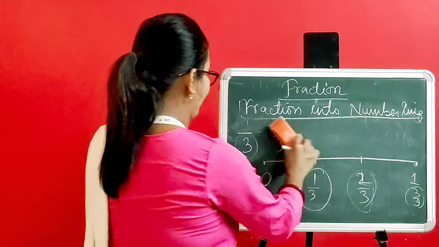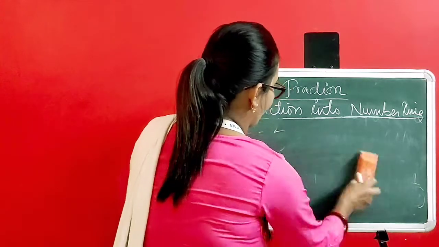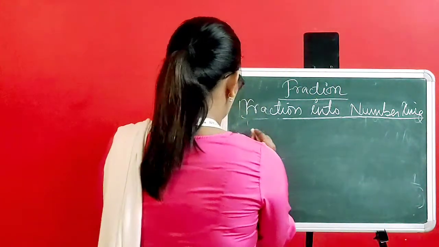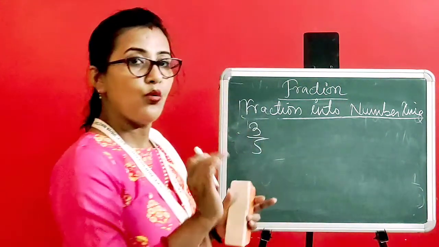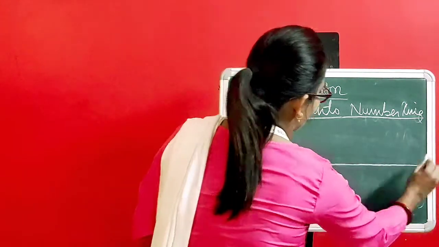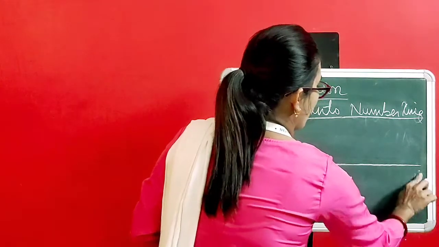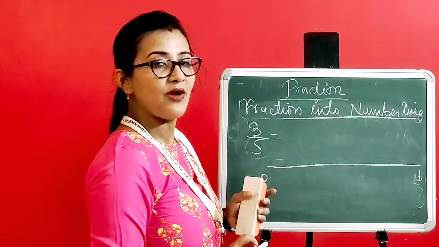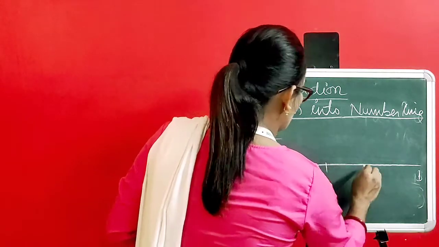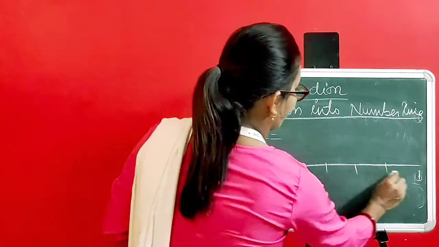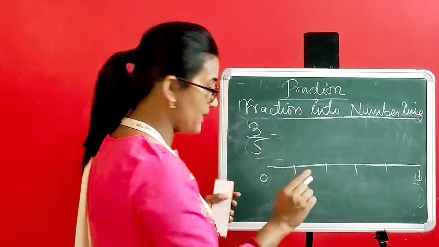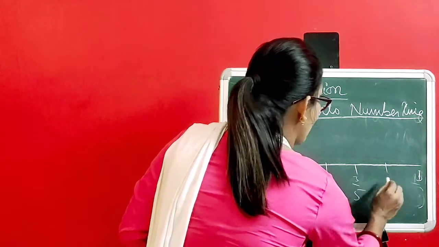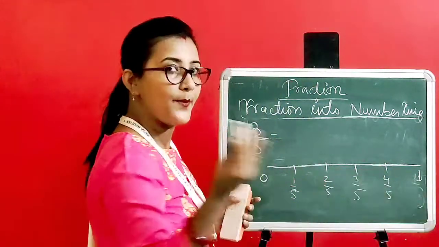What if you have to mark 3 by 5? Now, students, again the same thing from 0 to 1. Into how many equal parts do you have to divide? 5. So 1, 2, 3, 4, 5 equal parts, and here it is 3 by 5. So it is 1 by 5, 2 by 5, 3 by 5, 4 by 5, and 5 by 5 means 1.